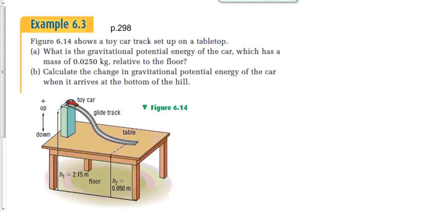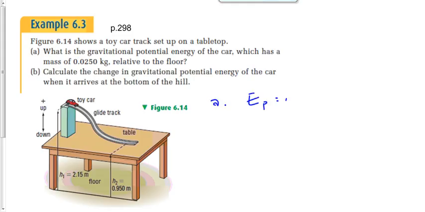Let's do a problem here. 6.3 on page 298. Figure 6.14 shows a toy car track set up on a tabletop. We want to know the gravitational potential energy of the car relative to the floor. Now remember, we can define the potential energy relative to whatever we want, relative to the floor, relative to the tabletop, relative to the top of the track. They're specifying this time that we want the potential energy relative to the floor. If that's the case, then we need to use the height above the floor. If we wanted to find the potential energy relative to the tabletop, then we would simply use the height above the tabletop.